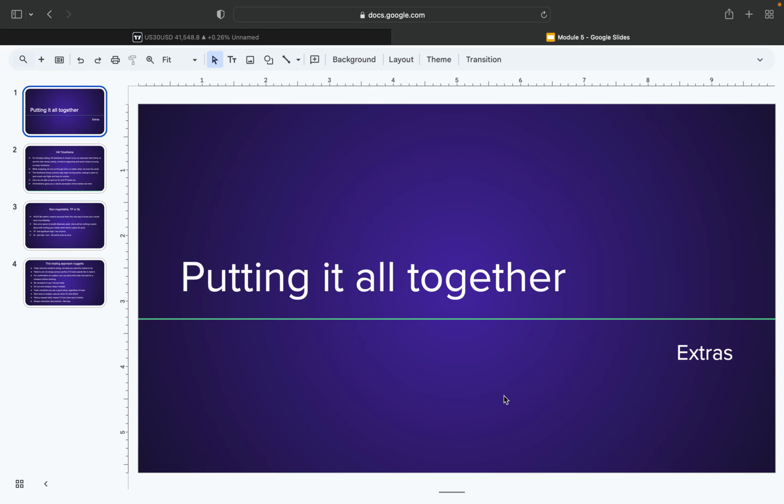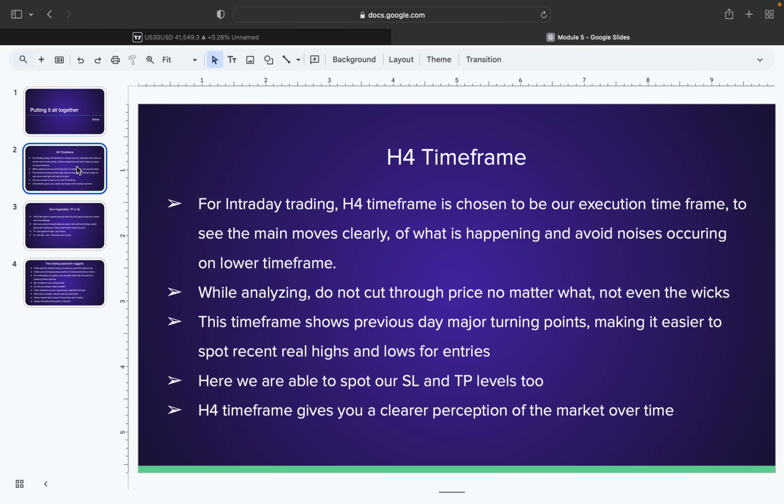Welcome to this module for this strategy. Here we'll be putting everything we have learned together, and extras, so let's dive straight in. The H4 time frame. Now the H4 time frame is for intraday traders, day traders. We choose this time frame because it gives us the main moves clearly, what is happening, and it avoids those noises, those messy distractions that occur on the lower time frame.